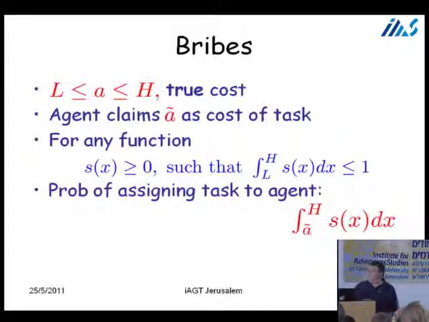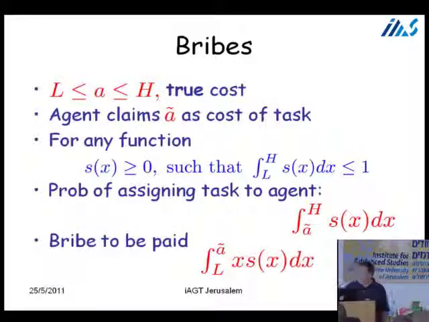And we're going to use the following mechanism. This will be the probability of assigning the task to the agent: the integral from A tilde to H of S of x dx. As I repeat, take any S of x that obeys this, any S of x whatsoever, and pay this bribe, the integral from L to A tilde of x S of x dx.